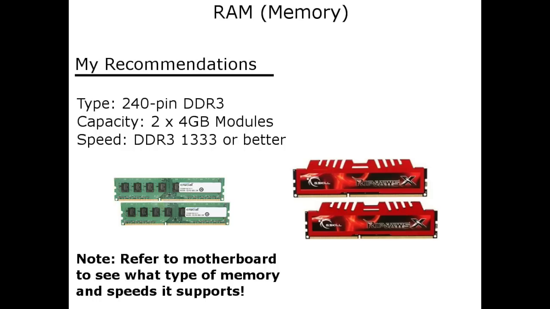You will see numbers such as 1600, 1033, 1333, and they signify the speeds that the RAM runs on. So 1600 out of the ones I named would probably be the fastest. 1333 would be something in the middle, and 1033 would be in the lower range. But it really depends on what your motherboard could support.